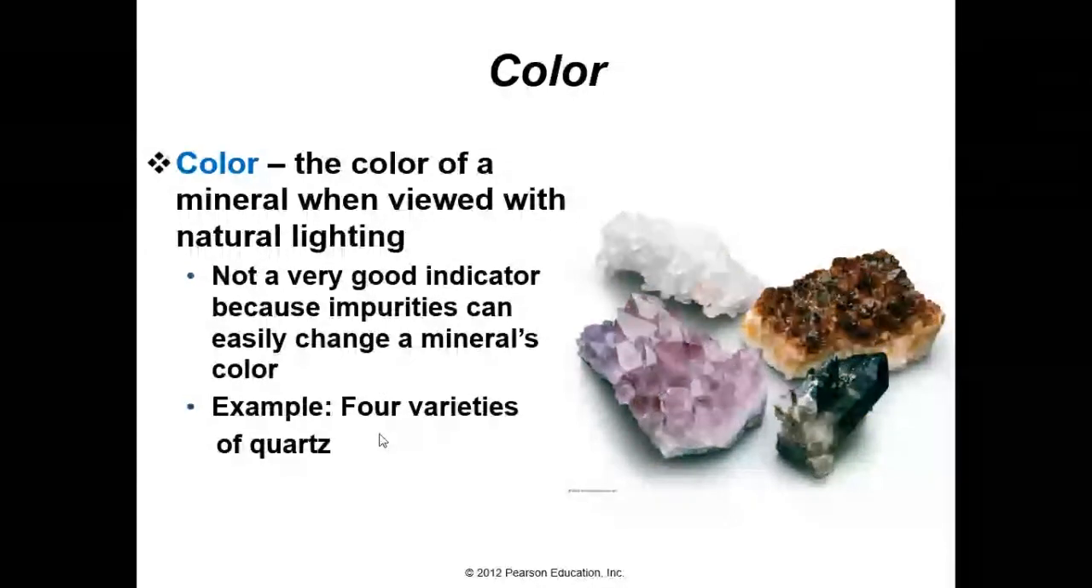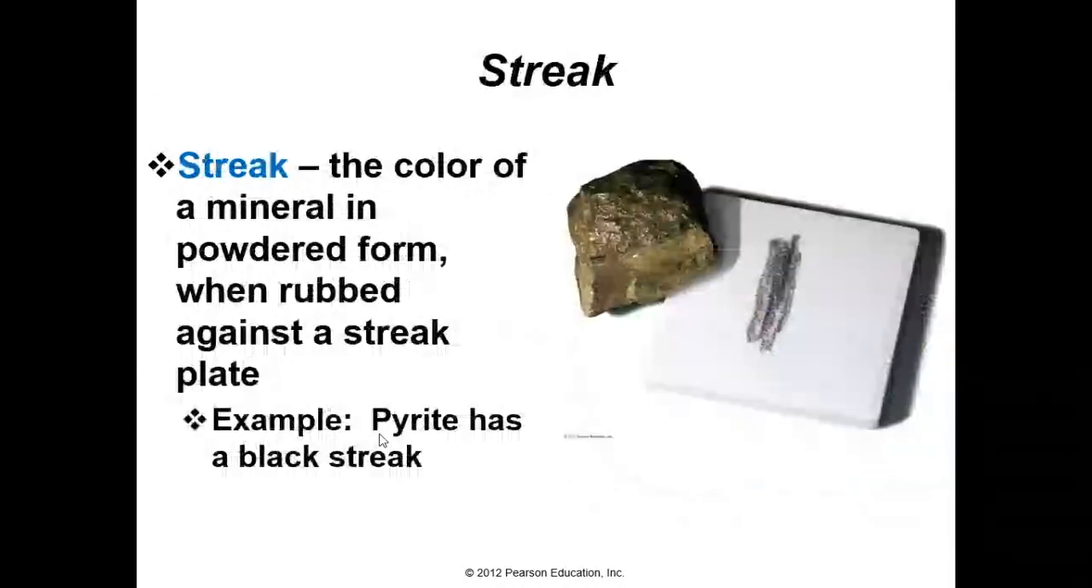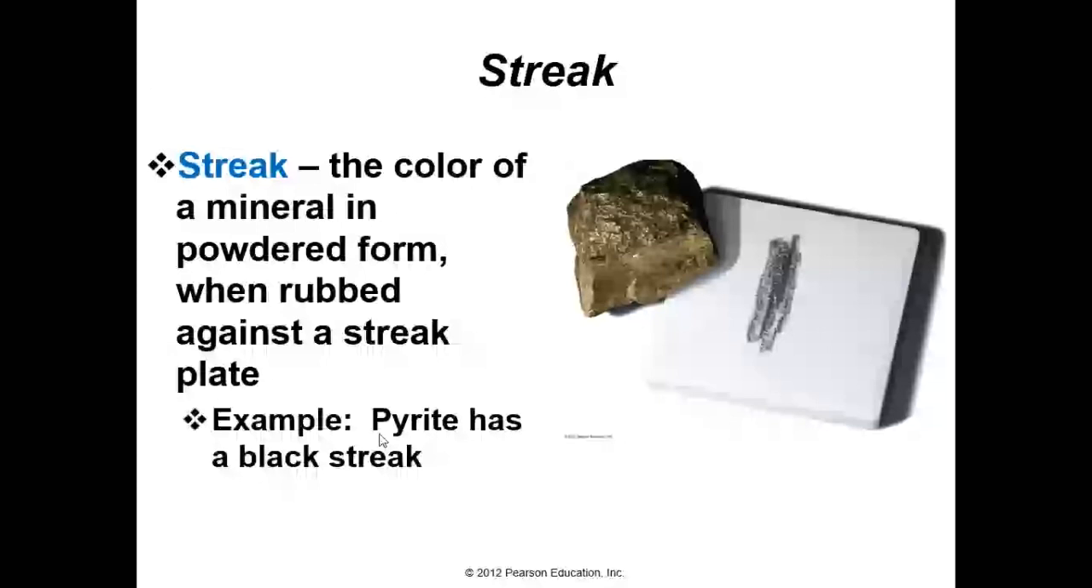But for some minerals, like olivine, for instance, which is a mineral that's found in the rock below the Earth's oceans, color is a good indicator because it's either going to be greenish or yellowish in color. So it's kind of a hodgepodge, but definitely don't rely on color.